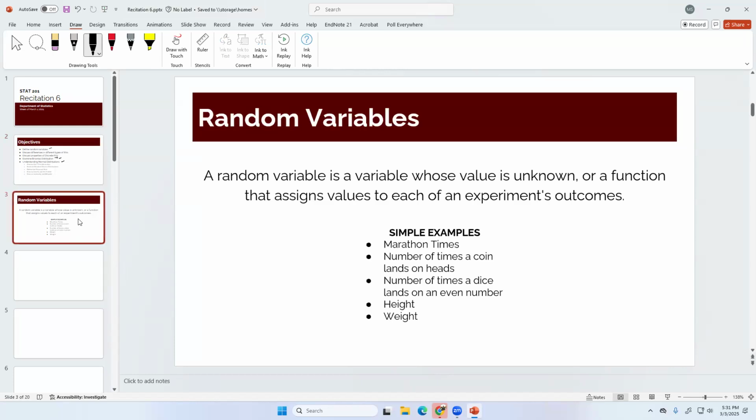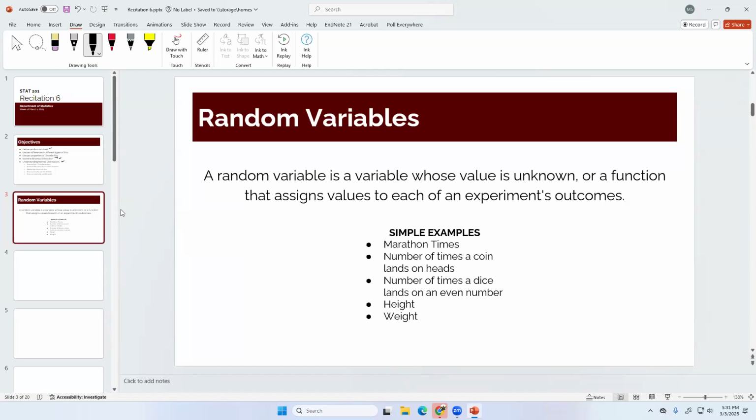Okay. So this is the definition of a random variable. A random variable is a variable whose value is unknown, or a function that assigns values to each of the experiment's outcomes. So for any outcome whose value is unknown, you can use a random variable to do your mathematics on it. The examples are marathon times, number of times a coin lands on heads, number of times a dice lands on an even number. So all of these are experiments whose outcome is unknown, right?